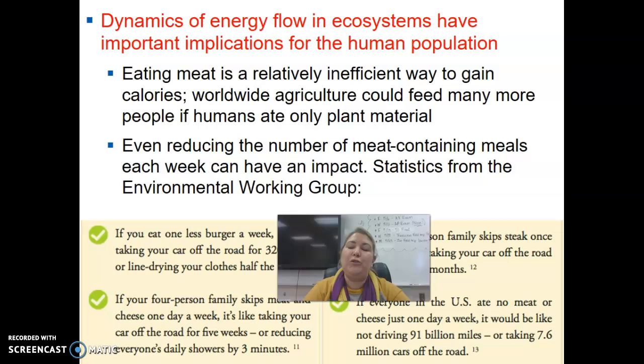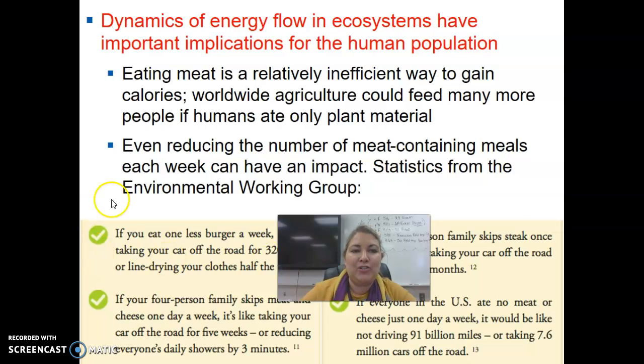However, there are different nutrients available. I'm not saying that you should all become vegetarians. That's not what I'm saying. Our family eats tons of meat. But eating meat is a relatively inefficient way to gain calories. It does contain high amounts of nutrients, especially things like iron and protein. But if people ate less meat, it would be ecologically friendlier for Earth.